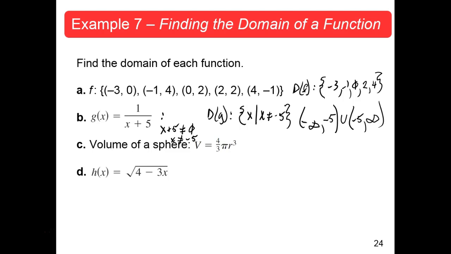How about number C? Letter C. The volume of a sphere is V is equal to 4/3 pi r cubed. That's a formula of nature. Volume of a sphere. What is the domain of that function? Can you see it? Okay. I wish I could get pulled back some, but I get trapped. Okay. What would be the domain?